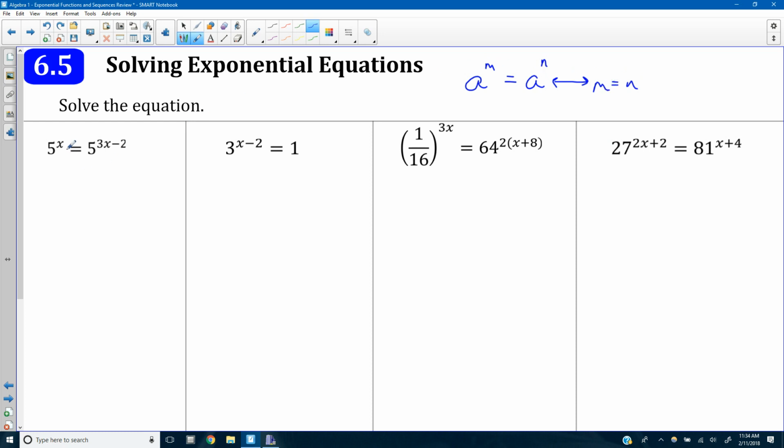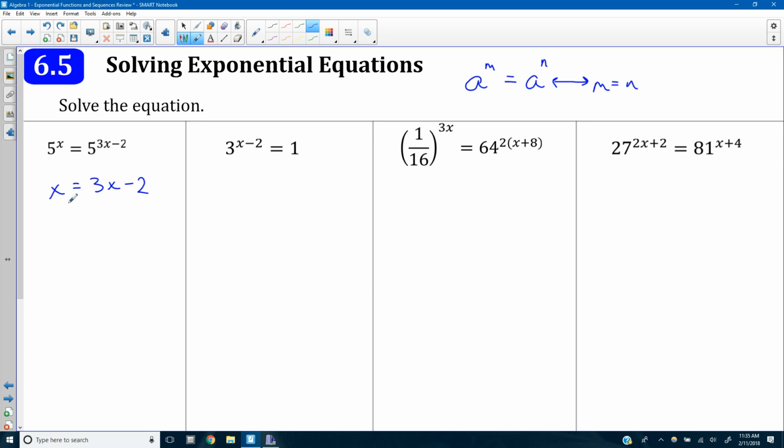So I'm going to do this first problem here. 5 to the x power equals 5 to the 3x minus 2 power. The only way that it's possible for these two things to be equal with the same base is if x equals 3x minus 2. 5 squared can only equal 5 squared. It can't equal 5 cubed. Those are two different values. Anyway, it just becomes an algebraic problem where we solve for x.